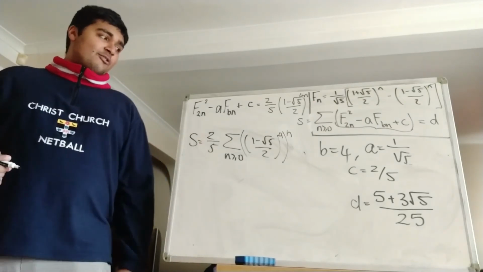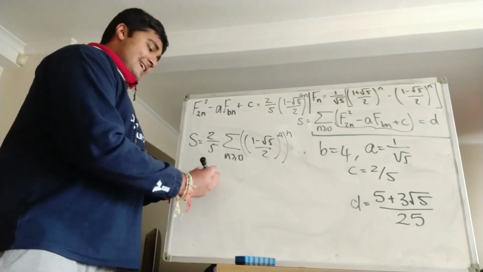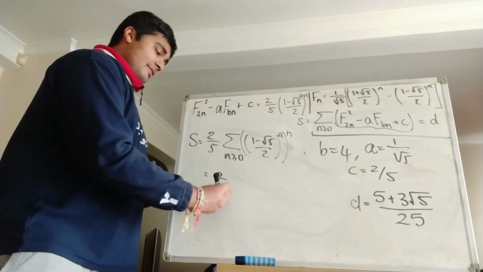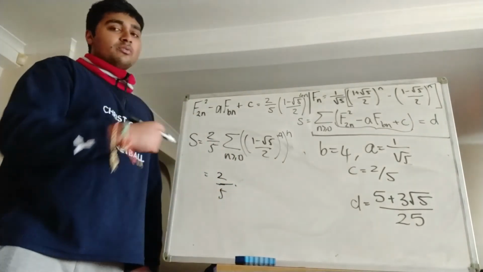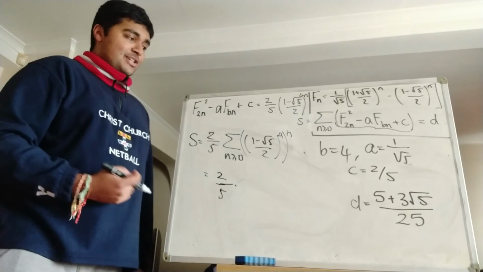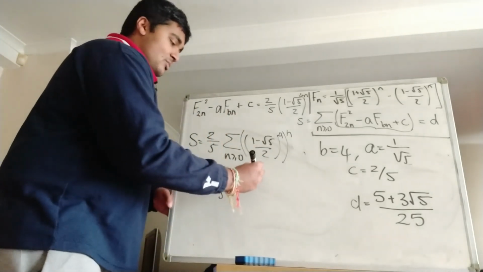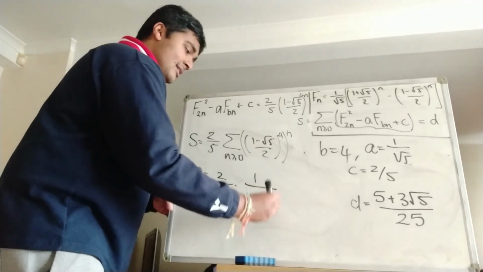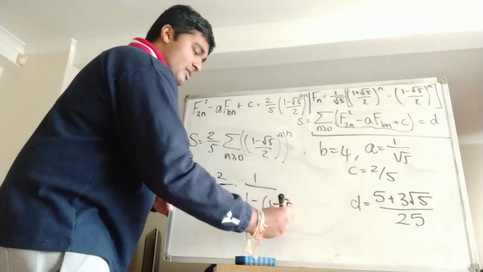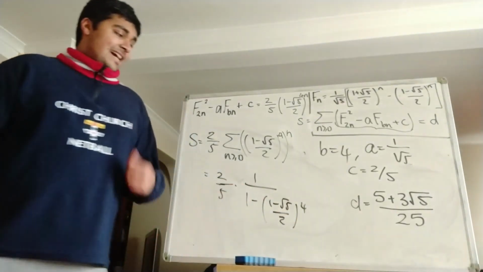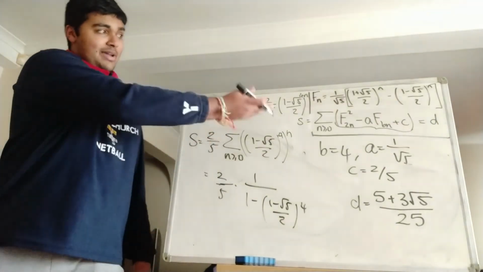But we can just use our formula for a geometric series, and this thing here is simply 2 over 5 times 1 over 1 minus r, where r is our common ratio, and our common ratio is just 1 minus root 5 over 2 raised to the 4. So that's 1 over 1 minus (1 minus root 5 over 2) raised to the 4. And that is our value of d, because we know s equals d.